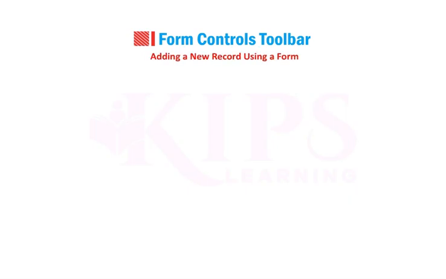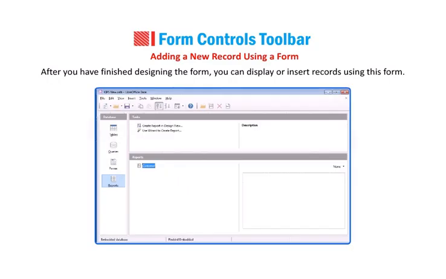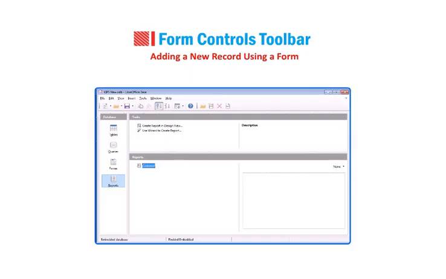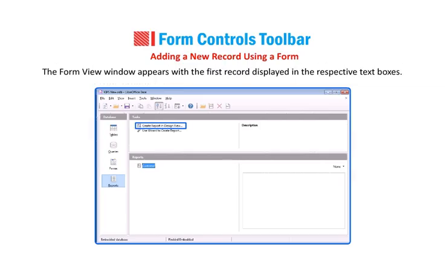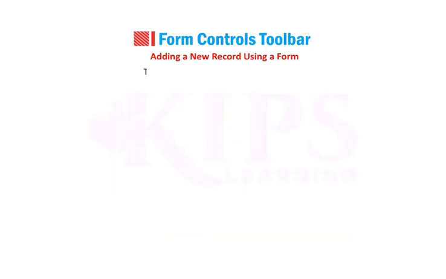Adding a new record using a form. After you have finished designing the form, you can display or insert records using this form. For this purpose, you have to shift from Design View to Form View by clicking on the Design Mode button on the Form's control toolbar. The Form View window appears with the first record displayed in the respective text boxes. To add a new record, follow these steps.